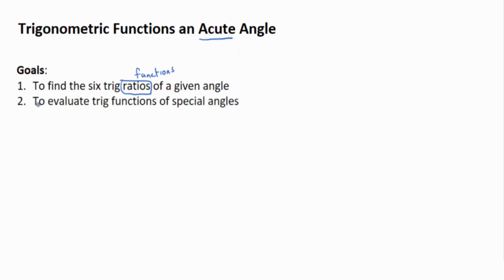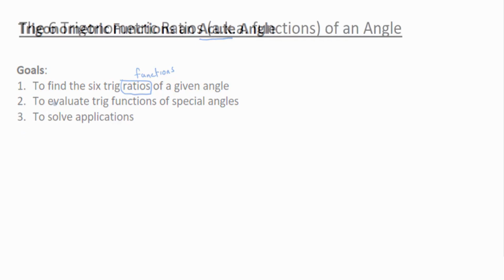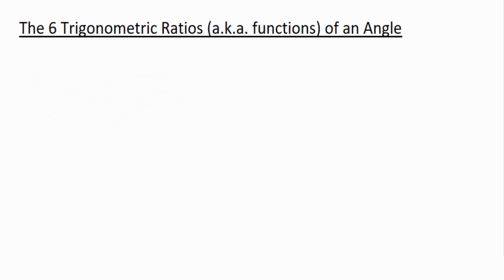Goal number 2 is to evaluate trig functions of special angles. 30, 45, and 60 degrees for now, for this section, will be the special angles. And goal number 3 will solve some of the classical applications of right triangle trigonometry. So first things first, we've got to define those 6 trig ratios.